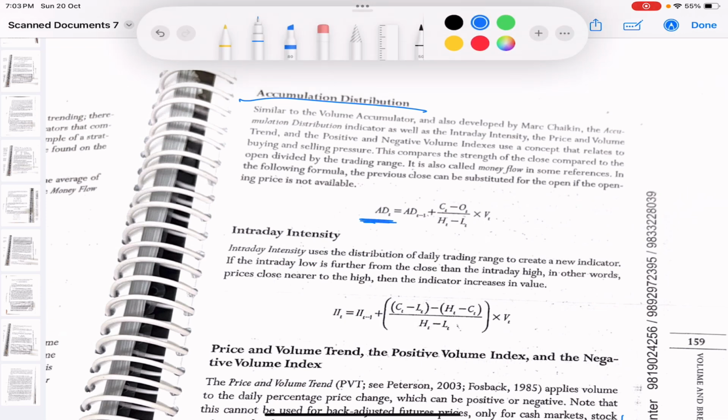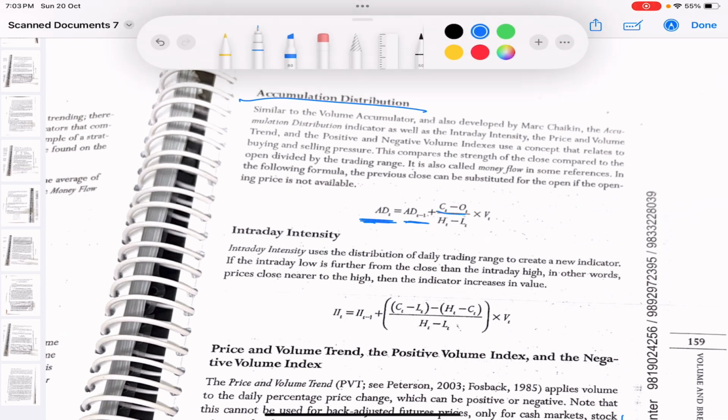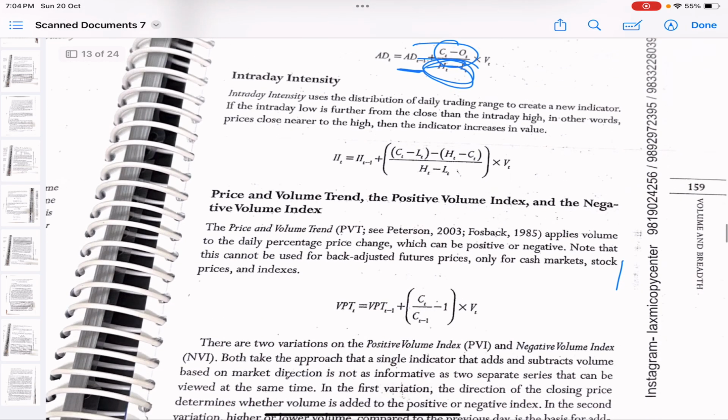Accumulation distribution of today is yesterday's plus the closing minus open divided by high minus low, multiplied by the volume. Very simple. See, one thing which is common in all of these formulas is that they are always multiplying it with volume. Why? Because we're literally looking at the volume indicators. If they are not multiplying it by volume, then what's the point? We are literally studying the volume indicators. So yesterday's AD plus close minus open divided by high minus low, multiplied by volume. That is the accumulation distribution.